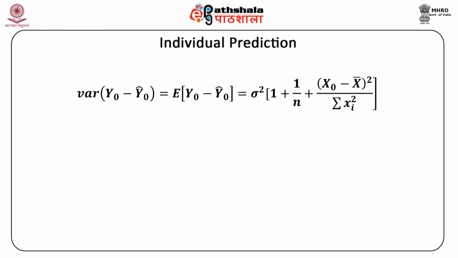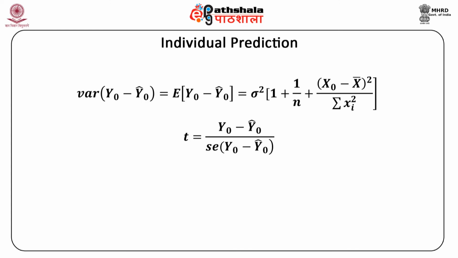Now it can be shown further that y0 also follows the normal distribution with mean and variance given by our above formulas respectively. Substituting sigma hat square for the unknown sigma square, it follows that t now is equal to y0 minus y0 hat upon the standard error of y0 minus y0 hat. And this also follows the t distribution. Therefore, the t distribution can be used to draw inferences about the true y0.